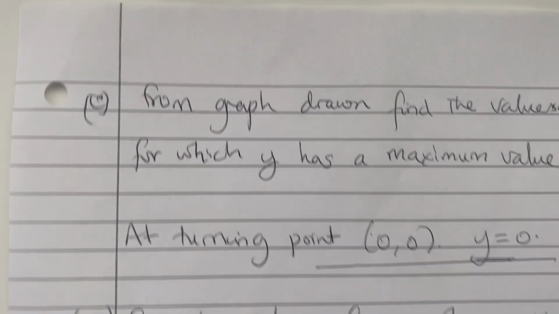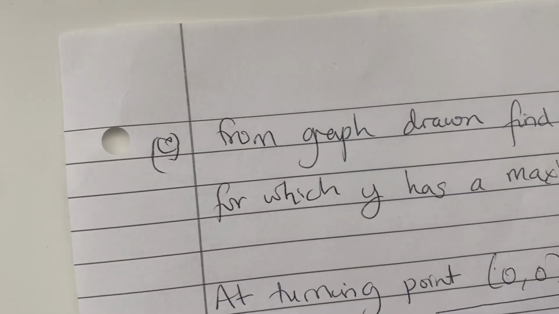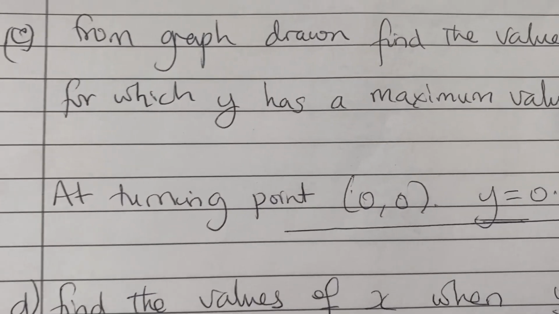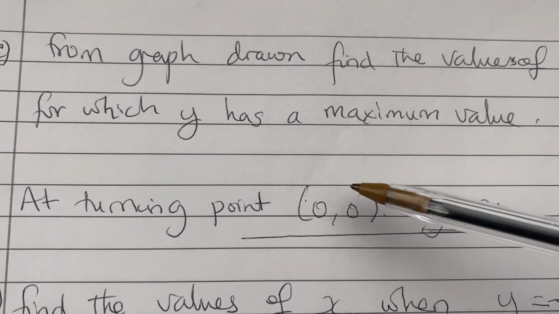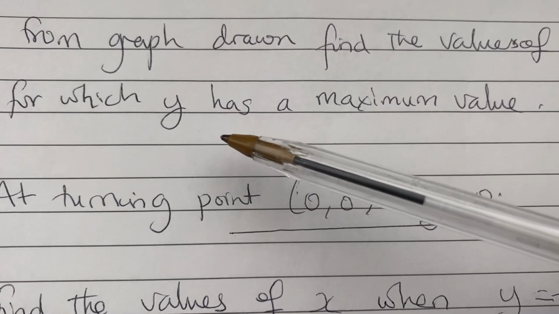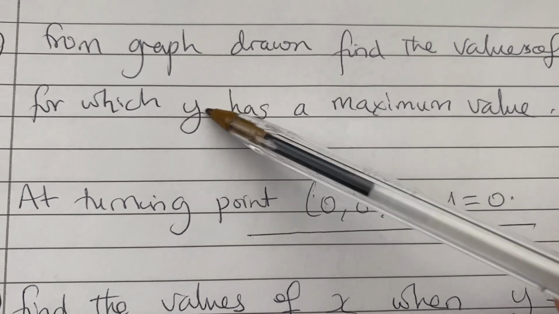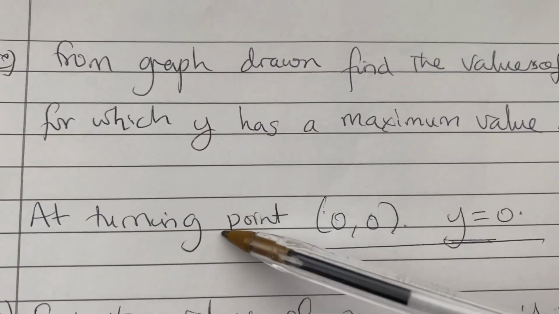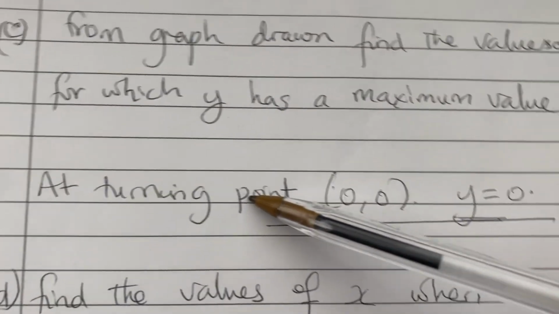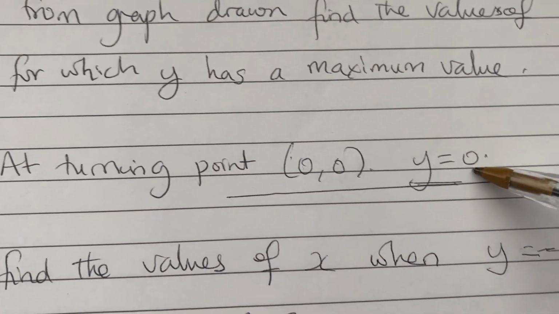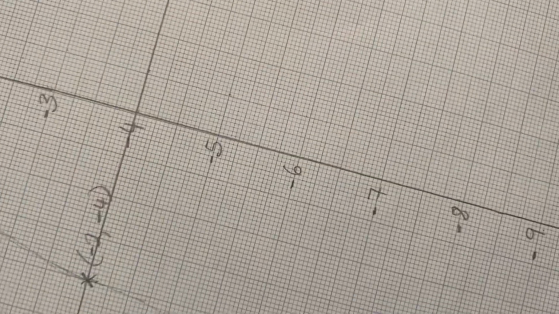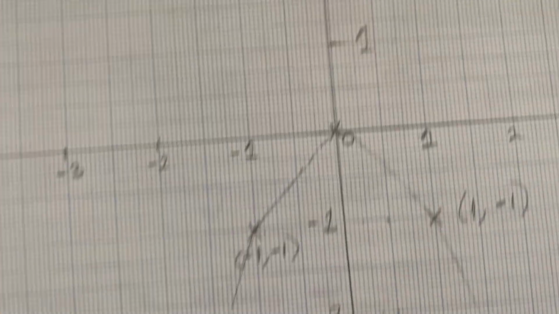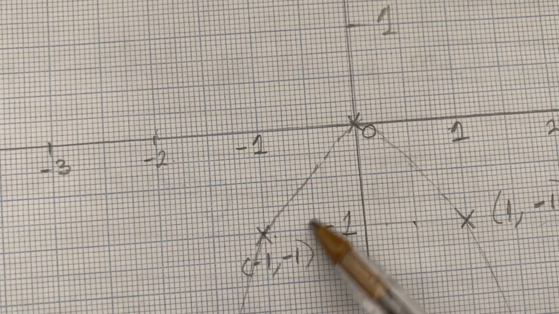Okay. So from the graph drawn that we've done, that I've shown you, find the value of x for which y has the maximum value. This is also the turning point. So the turning point for y equals minus x squared will be 0, 0. If you can see, that is the graph here. It turns at this point, 0, 0.